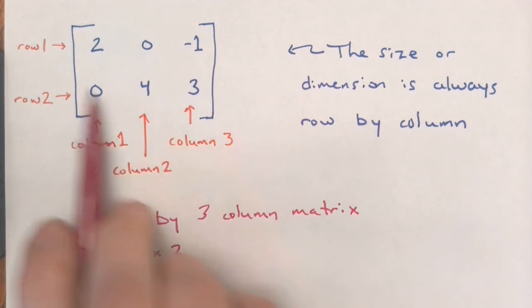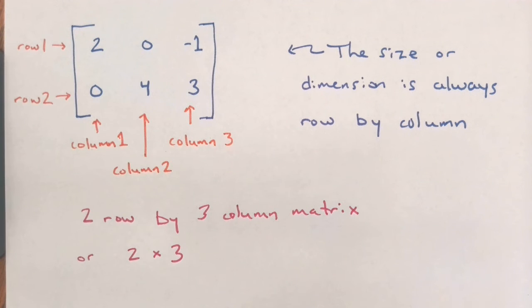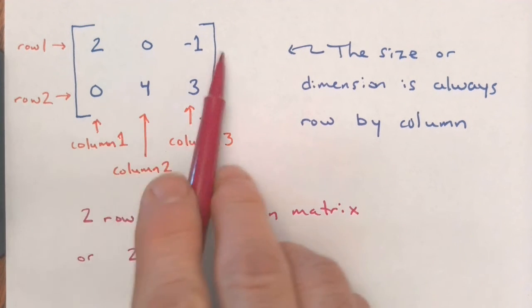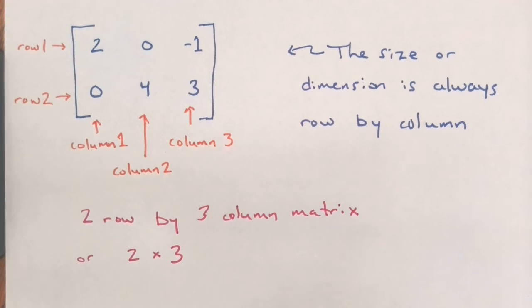There are 6 entries into this matrix, and each one of those entries is called an element. So we have 6 elements. That's usually how they're referred to, at least in many textbooks.